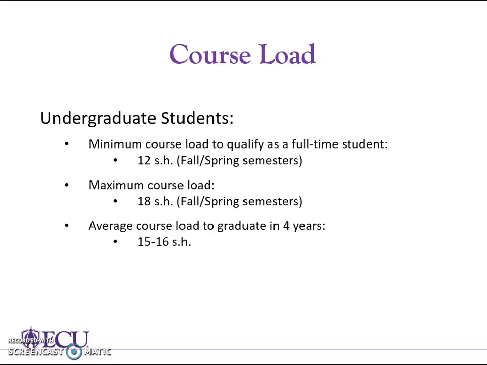Many of you may now be asking, but how many classes should I take a semester? Well, if you are wanting to be a full-time student, that is 12 semester hours or 12 credits a semester. And think that the average credit per class is 3 credits. If you want to take 18 semester hours, that is the max you can take a semester. And to be successful in computer science and software engineering and to graduate in 4 years, you'll want to make sure that you're taking 15 to 16 credits a semester.